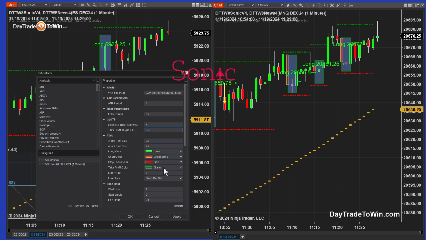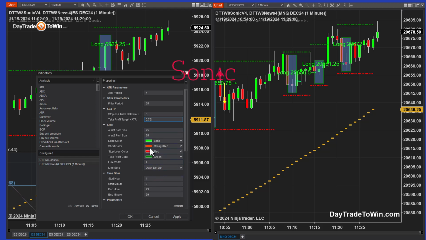Now you can also change the alert font size and the way that this looks. So I have it set to 25. You can make it as large or small as you wish. This is more for people who have white charts or black charts. You can change the colors of the stops, the profit targets. So these are more visuals that allow you to change. The same thing is true on TradingView. TradingView has the same settings that you see here.